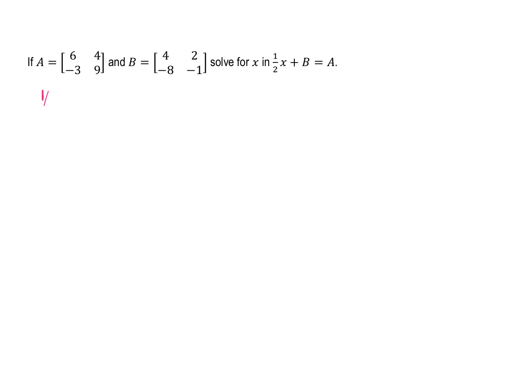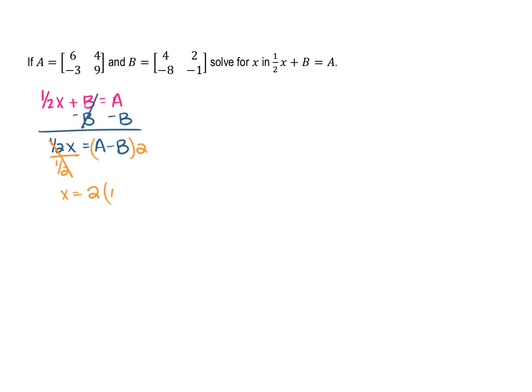1/2 x plus b is equal to a, and we're going to solve that for x. So we're going to move that b over by subtracting it from both sides. That gives us 1/2 x is equal to a minus b. And then we're going to divide each side by that 1/2 or multiply each side by the reciprocal, which is 2. So that means that x is 2 times a minus b.